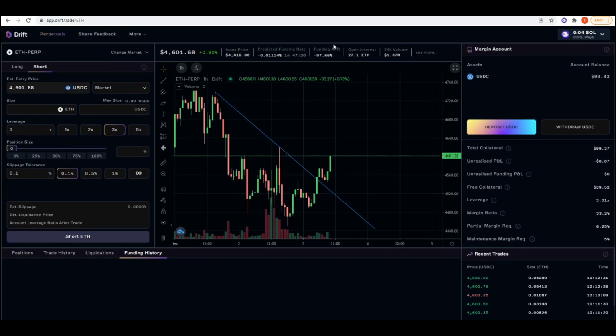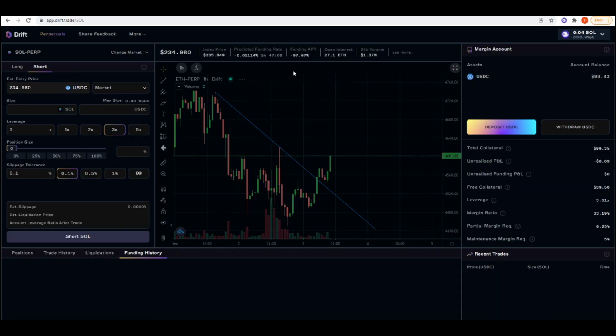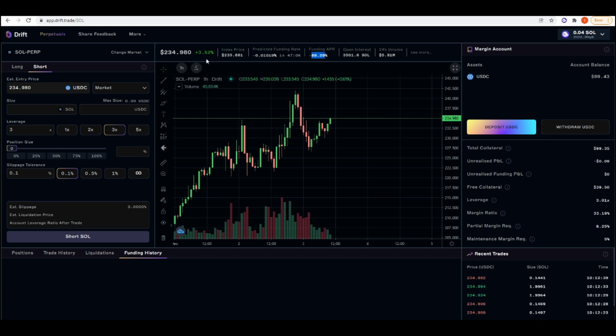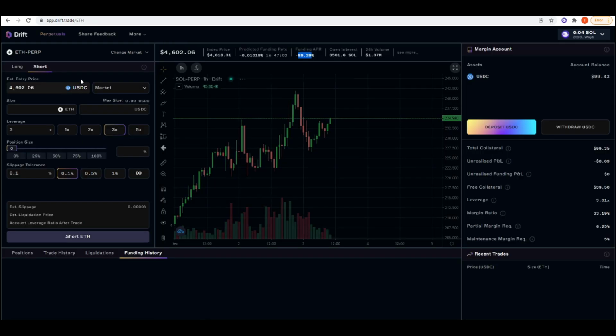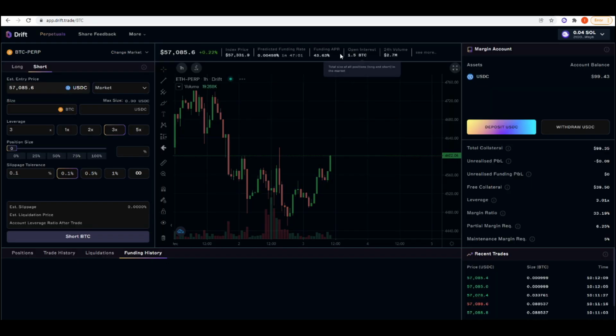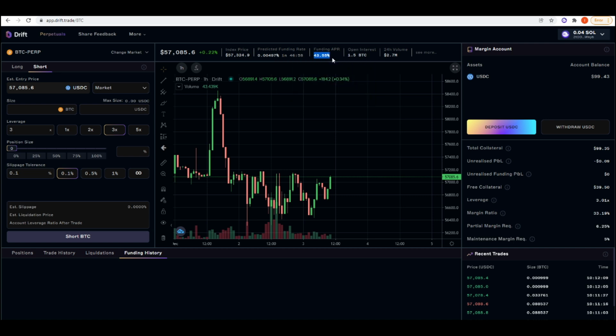So what's really cool about Drift is that the funding APR is actually minus 97%. So you get paid to go long right now on this ETH perp. If I change the market to Sol perp, minus 89%, so you're getting paid almost 90% a year to go long Sol. And then if I go to Bitcoin perp, the funding rate's actually positive here. So if you're long, you're paying 43% of your position to be long.